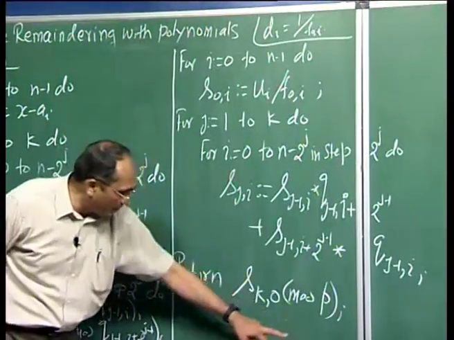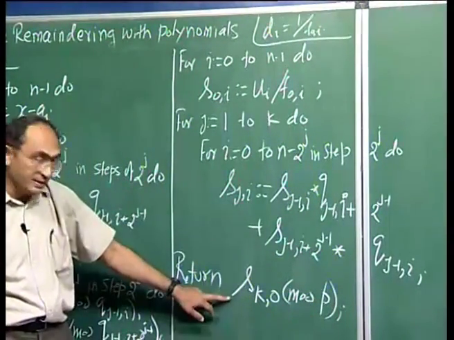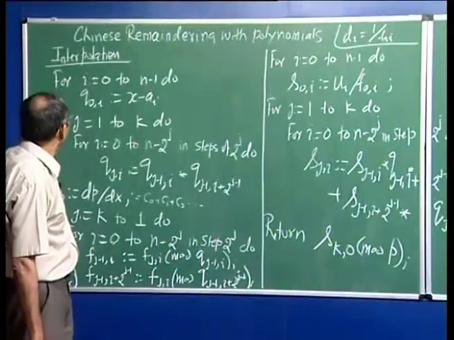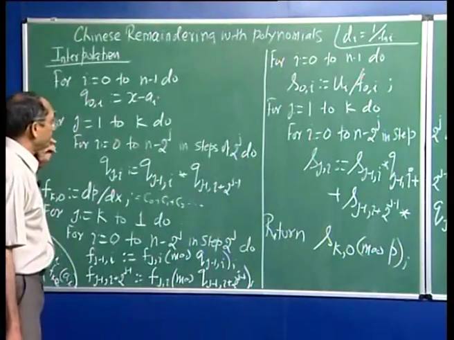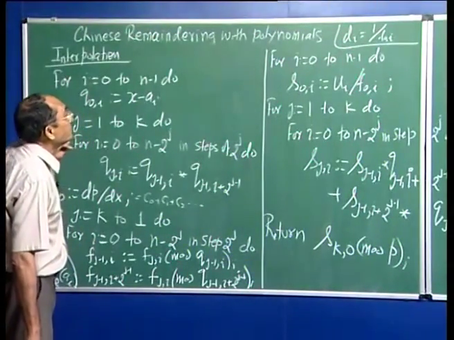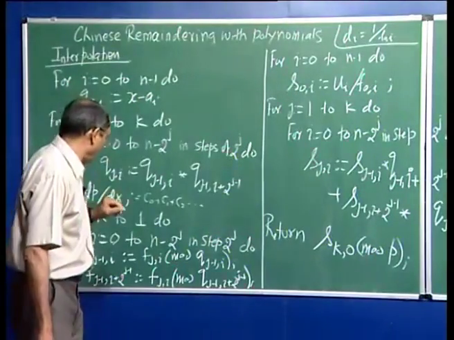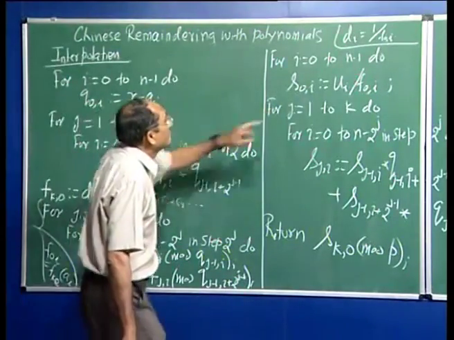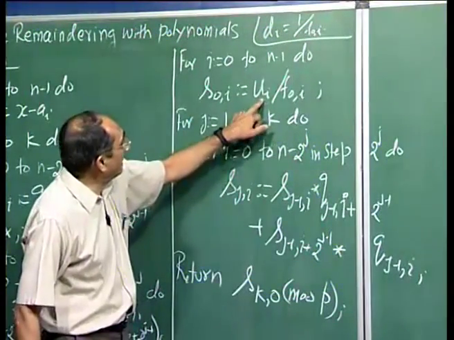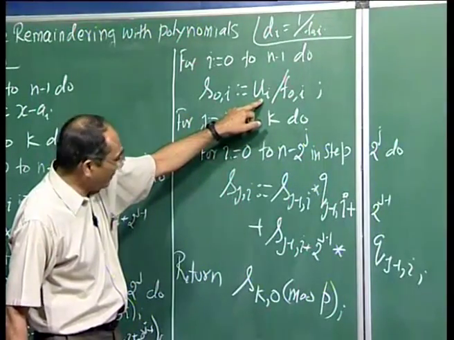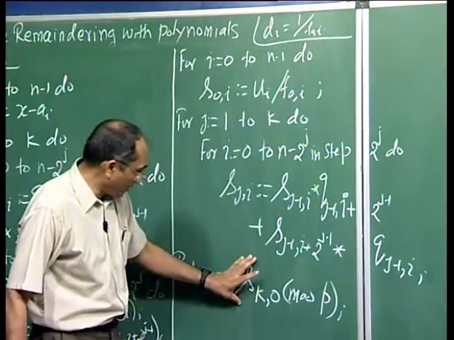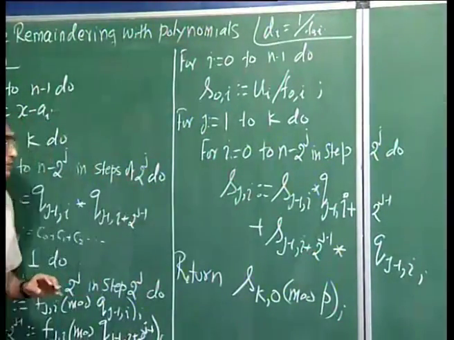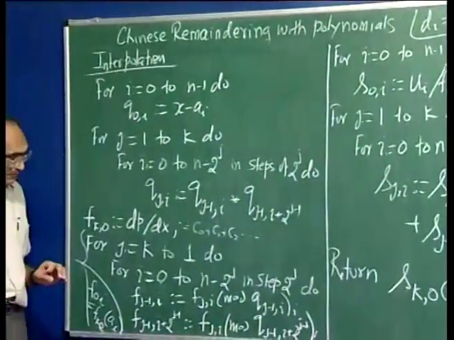So, the final polynomial that we get is of degree less than n, and its value at ai's is given to be ui. These are our values at various ai's, and this polynomial will evaluate to these ui's. Okay, this is where we complete the discussion of Chinese remaindering.